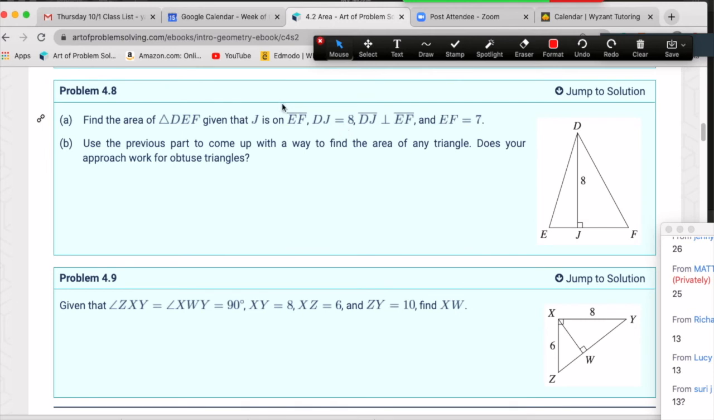This one gives you the triangle DEF. They ask you to find the area of this triangle. Given J is on EF, and DJ equals 8, and DJ is perpendicular to EF, and EF equals 7. Suppose EF equals 7. Then they ask you to find the area of this triangle. That's very easy, right? Just use base times altitude.